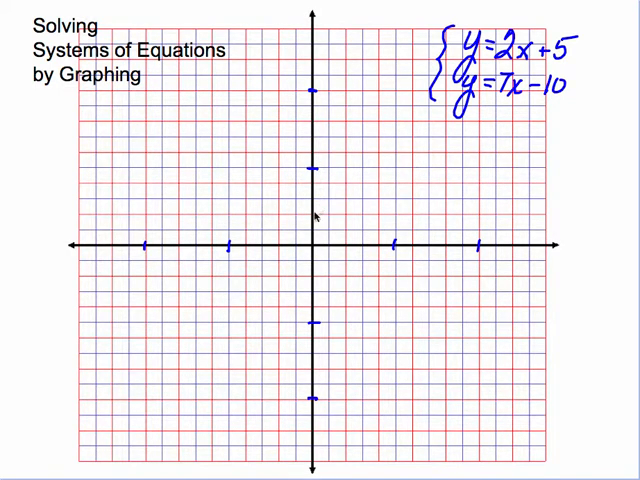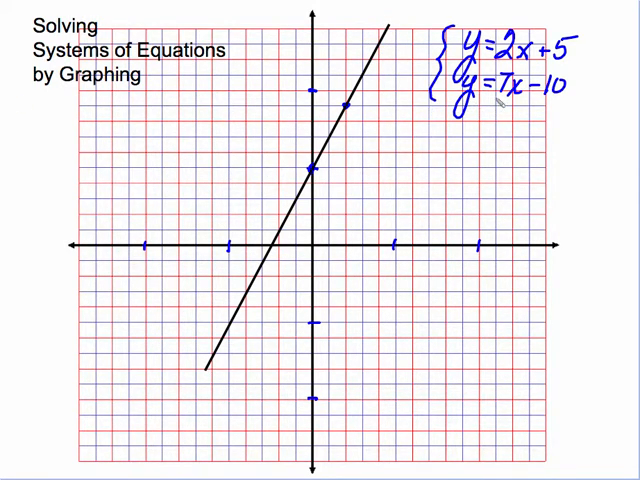So y equals 2x plus 5. The y-intercept is 5, so we'll draw a point there. When x is equal to 2, y is equal to 9, so that point's right here. And then we can draw a line, and that will be our graph of the first equation. Make sure that it goes through those points, and looks like we're good. Now let's graph the second one.